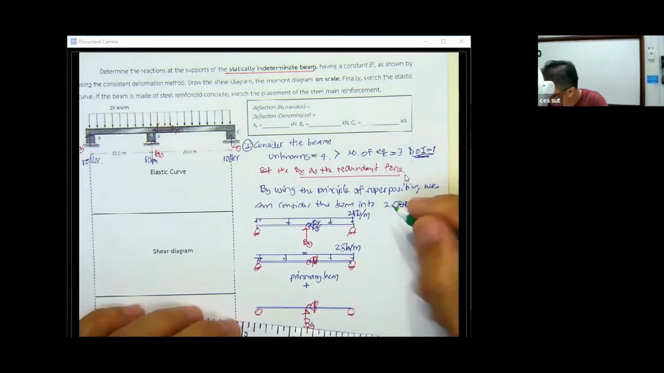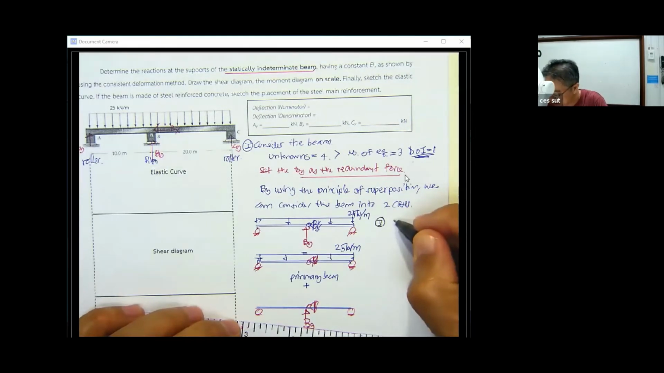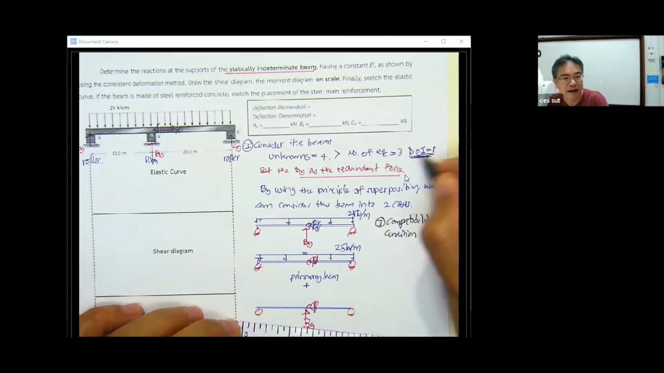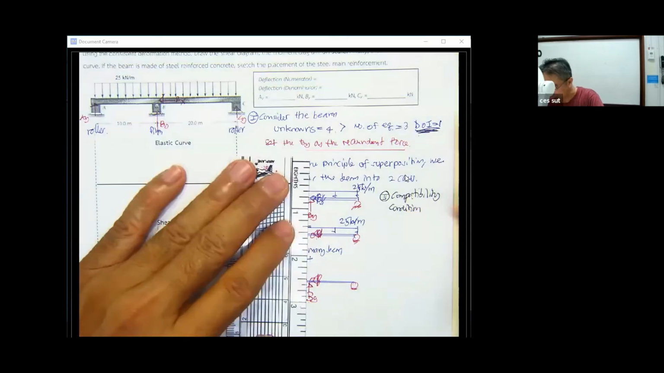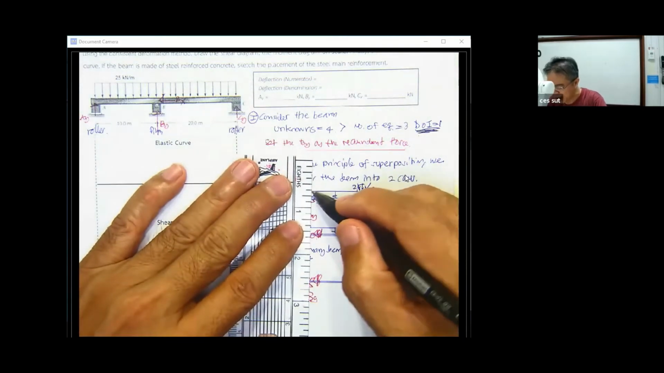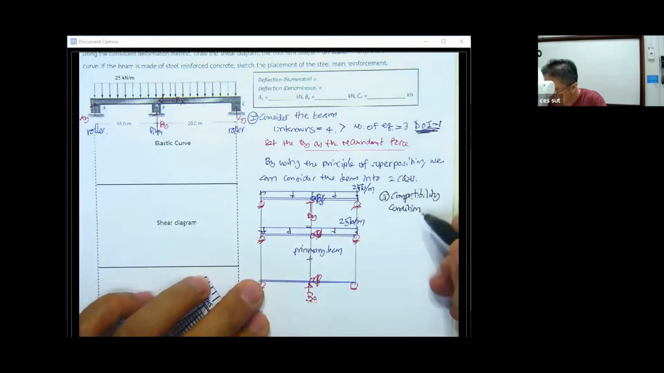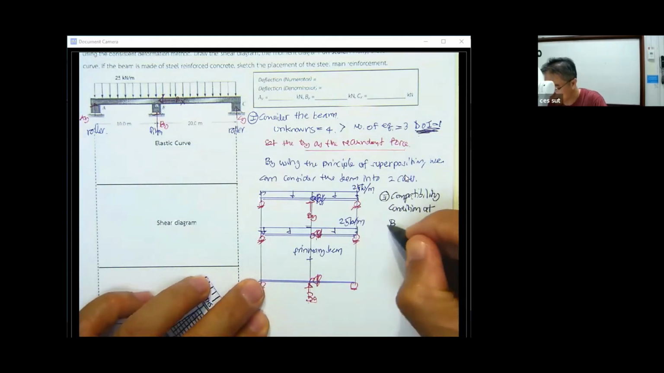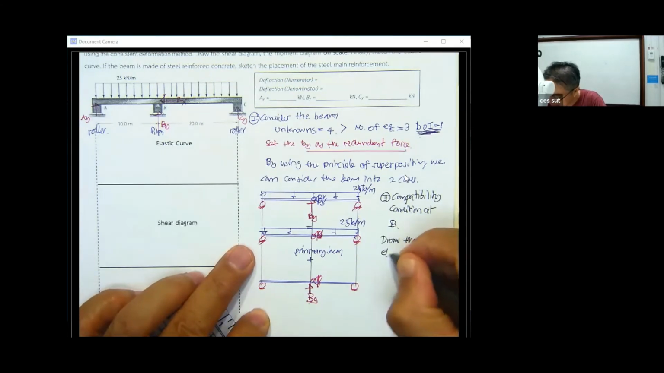And then the second step, we will write down the compatibility condition. That is the condition that takes care of the degree of indeterminacy, by considering B sub y as the redundant. So what we have is we're going to consider point B, and then we draw the elastic curve.